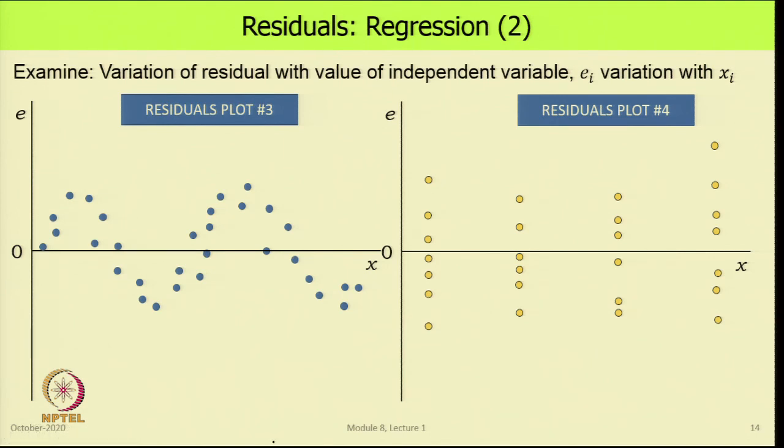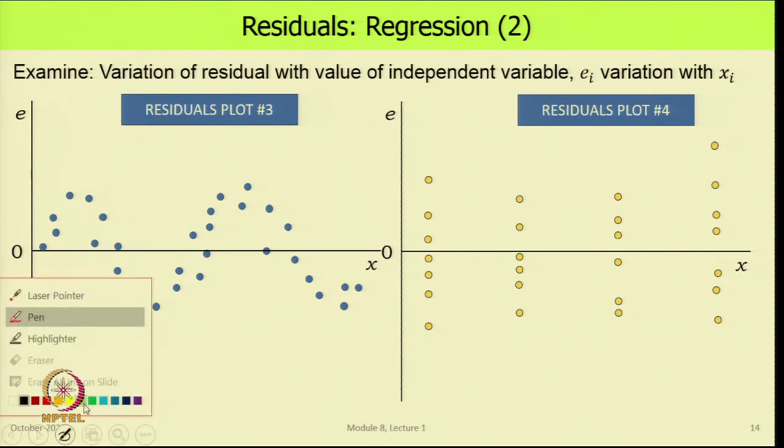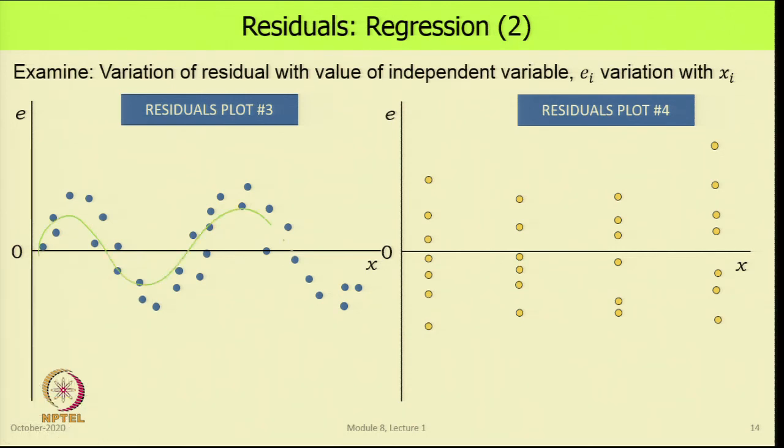The third case is shown here, where you can see that these residuals seem to be following a pattern like that. That means there is something systematic happening there, and the linear regression that we have used is not the best thing.